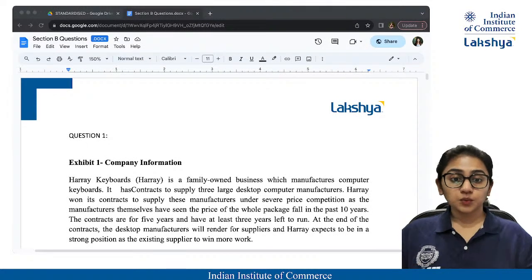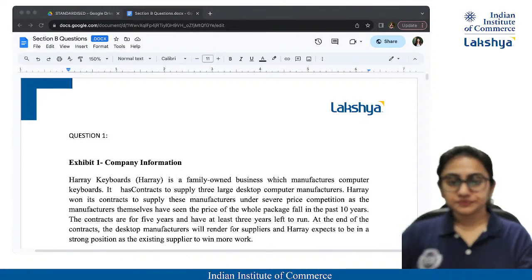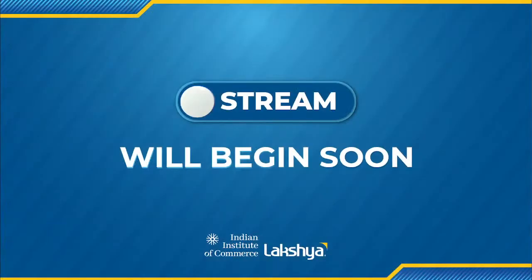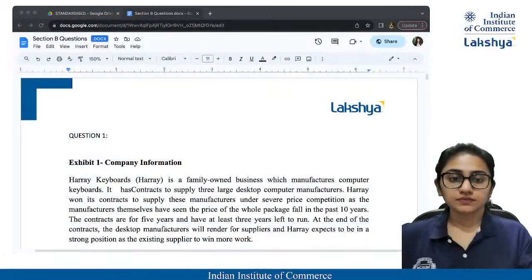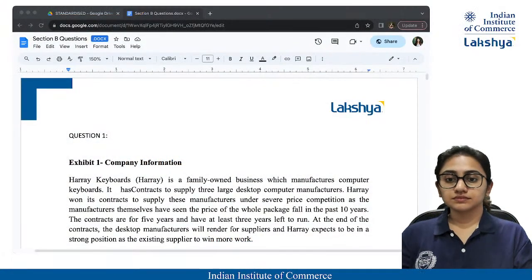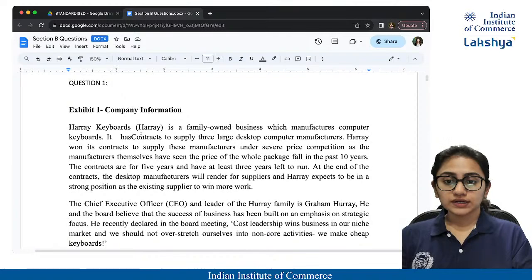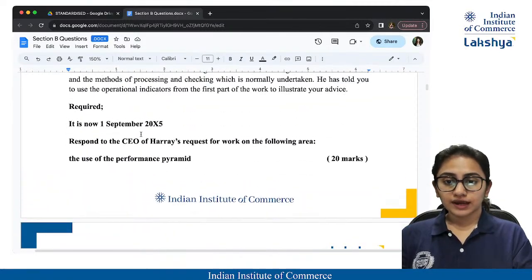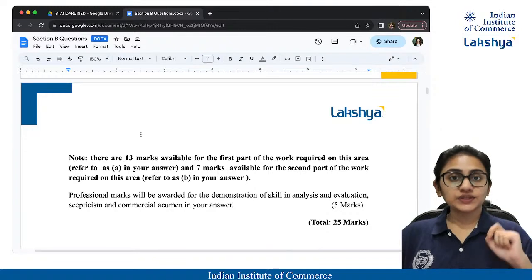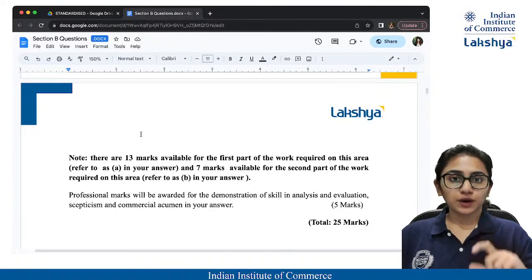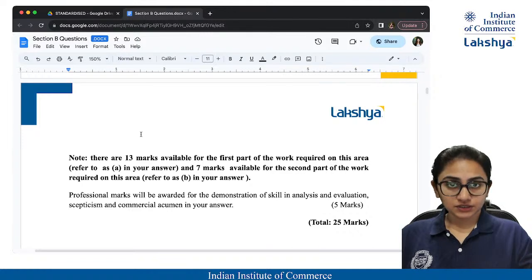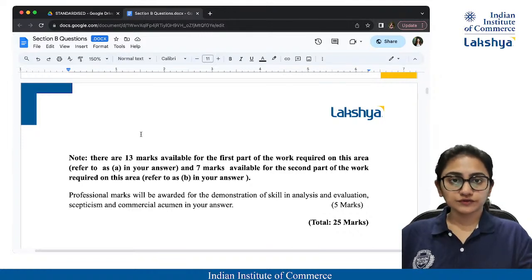Okay, so this is question 1 for practice that we're having. So question 1, exhibit 1, 2, and the requirement. Whenever you start with any question, you have to start from the requirement. When you read the requirement first, you exactly know what to look for in the question.